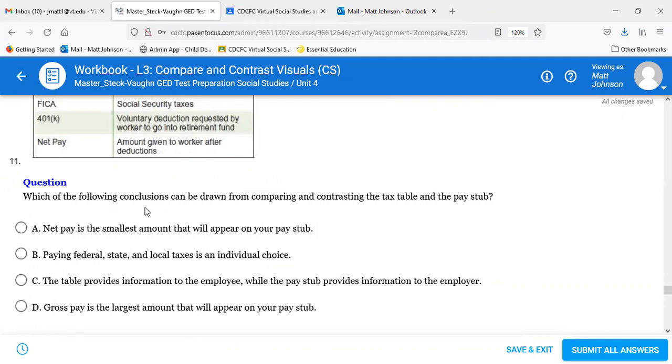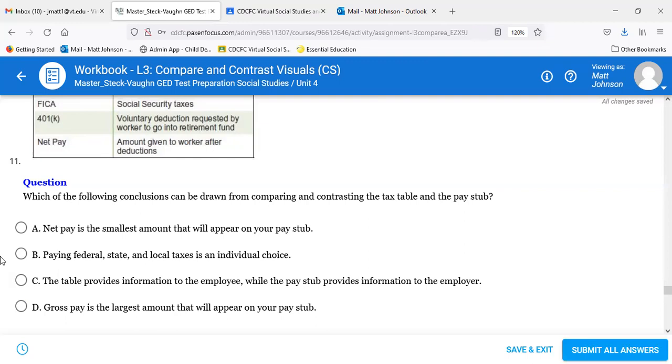Which of the following conclusions can be drawn from comparing and contrasting the tax table and the pay stub? A, net pay is the smallest amount that will appear on your pay stub. B, paying federal, state, and local taxes is an individual choice. C, the table provides information to an employee while the pay stub provides information to the employer. D, gross pay is the largest amount of pay that will appear on a pay stub.